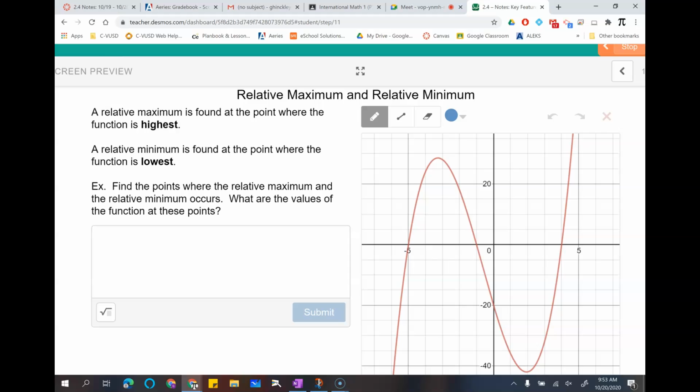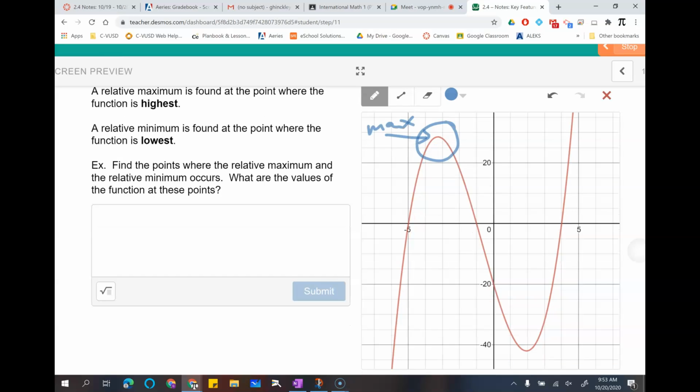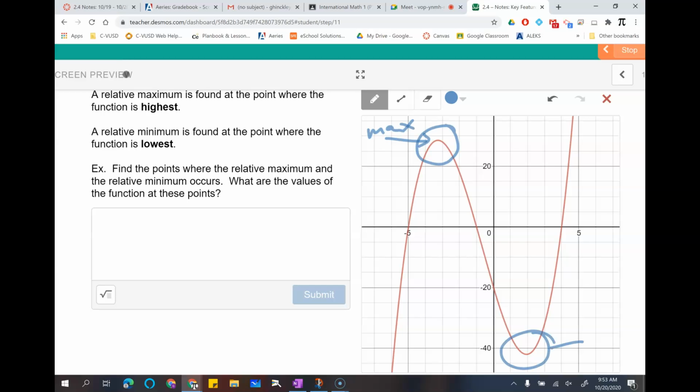So our relative maximum we have right here. Hopefully we see that we have a nice high point. That's where we're going to have our max. And then down here is where we're going to have our minimum. Okay, so we have a high point, that's where we find our max. We have a low point, that's where we find our minimum. And to find the exact value, because our question is find the points where the relative maximum and relative minimum occurs, and what are the values of the function at these points.